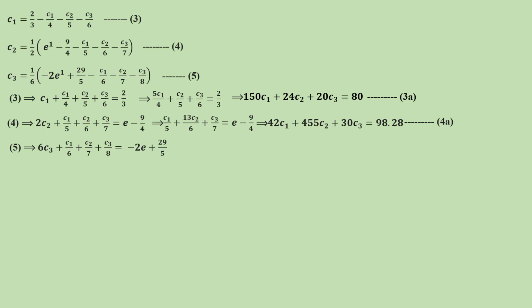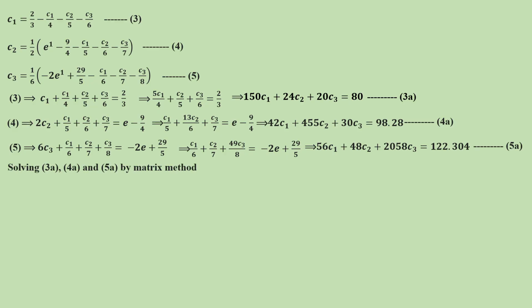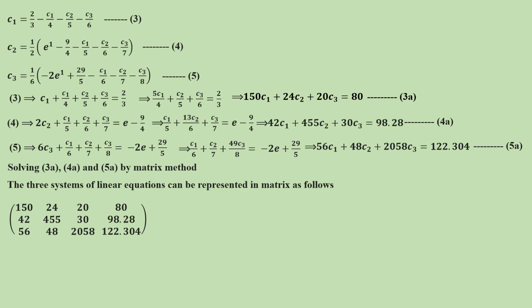Similarly, simplifying the fifth equation and substituting the value of E also, you will get 56 C1 plus 48 C2 plus 2058 C3, which is equal to 122.304. That is 5a. Solving 3a, 4a and 5a by the matrix method. The 3 system of linear equations can be represented by the matrix as follows. We are taking the coefficients of C1, C2, C3 for all the 3 equations in the matrix.